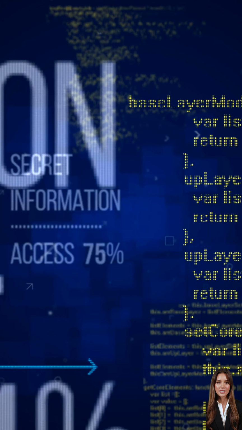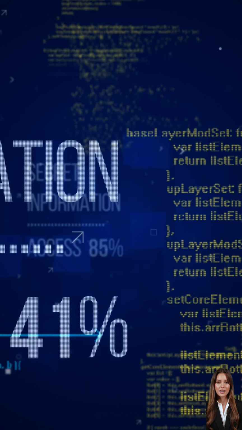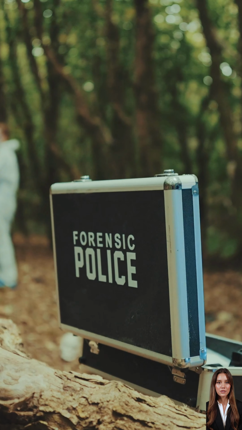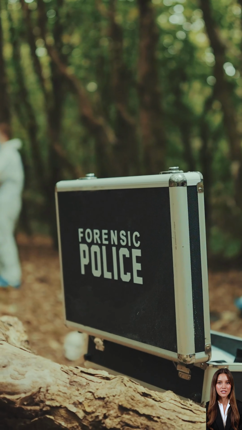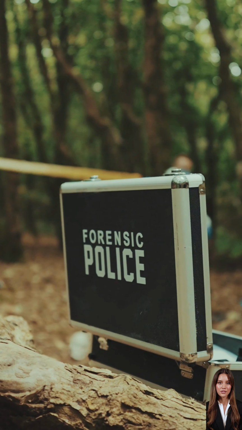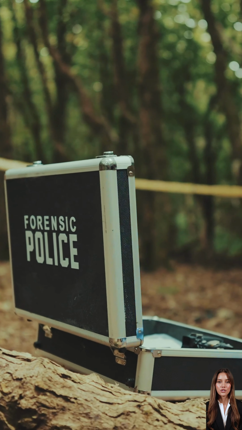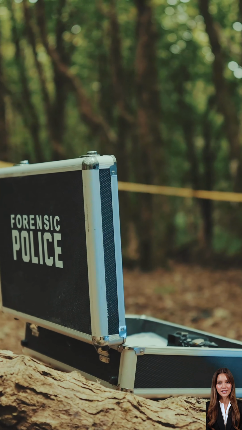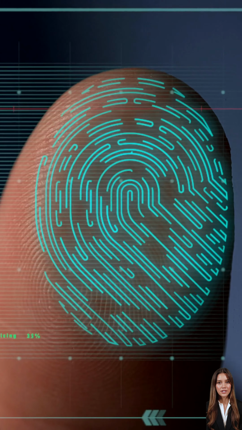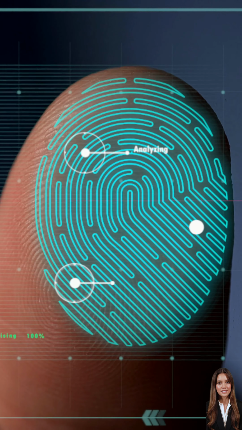Step 1. Identification. The first step involves identifying potential sources of data. This could be anything from computers, smartphones, USB drives, to cloud storage services. Step 2. Preservation. It's crucial to preserve the integrity of the data. This means creating a forensic image or a bit-by-bit copy of the digital evidence to prevent any alteration during analysis.